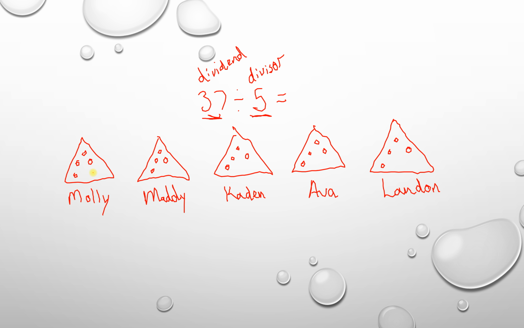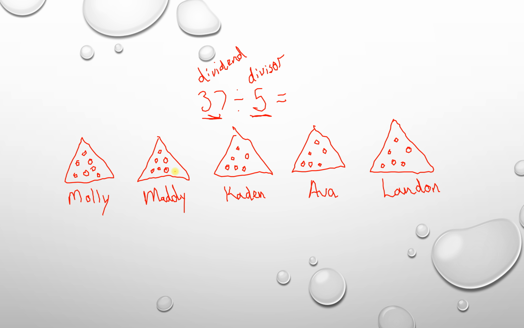Where'd my marker go? There it is. 21, 22, 23, 24, 25, 26, 27, 28, 29, 30. I'm getting closer, but I've got to get up to as close to 37 as I can without going over.